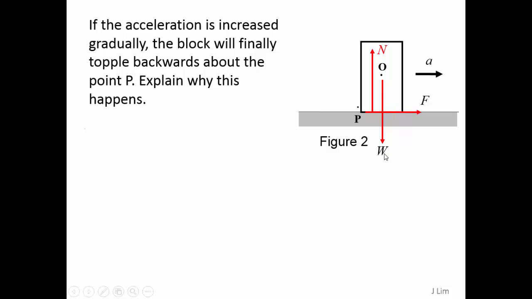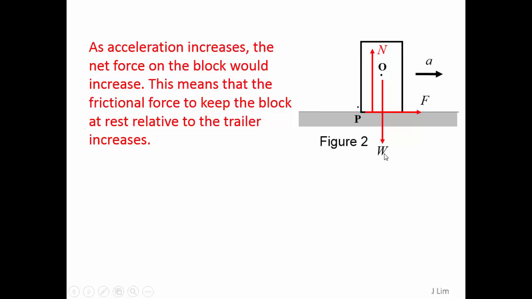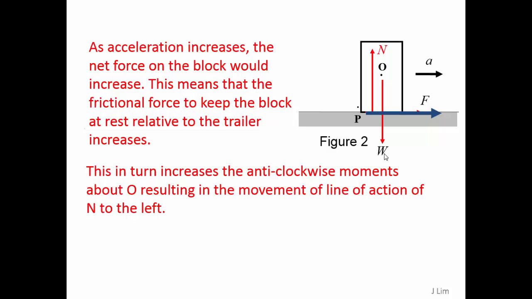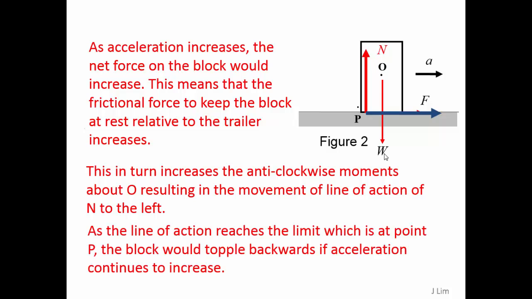If the acceleration is increased gradually, the block will finally topple backwards about the point P. Explain why this happens. As acceleration increases, the net force on the block would increase. This means that the frictional force to keep the block at rest relative to the trailer increases. This in turn increases the anti-clockwise moments about O, resulting in the movement of the line of action of N to the left. As the line of action reaches the limit, which is at point P, the block would topple backwards if acceleration continues to increase.